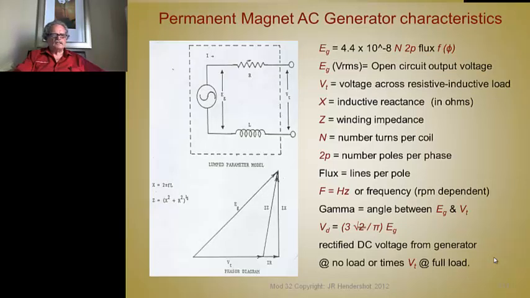The phasor diagram and the lumped parameter model are shown on this graph here, and here are all the parameters and the formula for the voltage generated. The gamma angle is the angle between the back EMF and the generated voltage. That's the load angle of the generator.